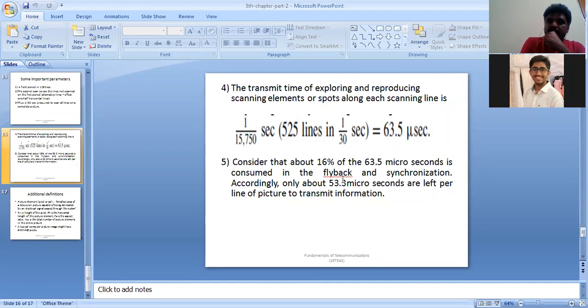So only about 53.3 microseconds are left per line of the picture to transmit the information.